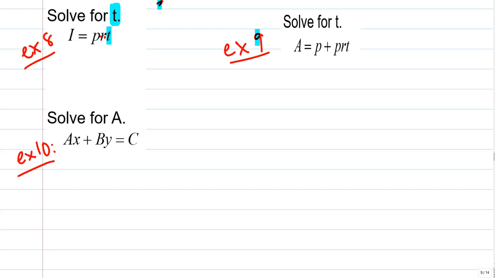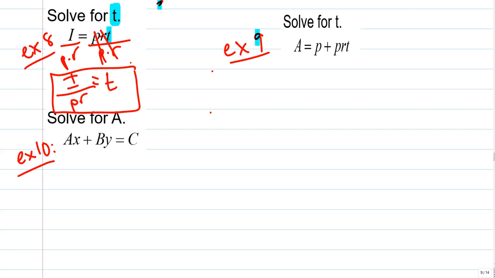How would I undo that? How would I get that T by itself? How would I undo multiplication? The same way we always have. To undo multiplication, we use division. Of what? Well, what's it being multiplied by? P and R. And if I divide it by both of those on one side, I do it on the other. These cancel out, leaving us with just T is equal to I over PR. And that would be it.